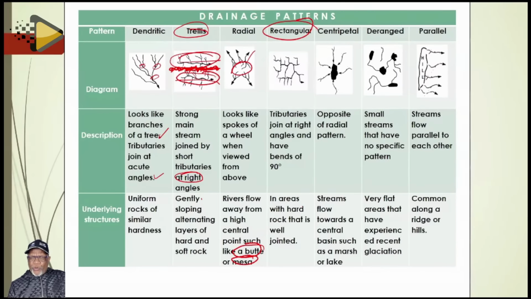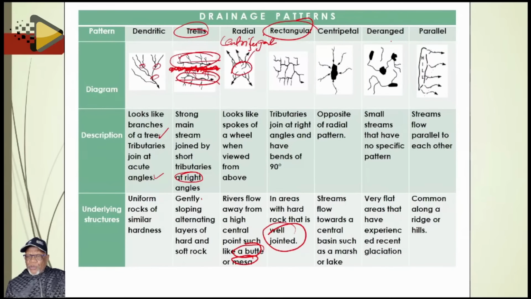Then where do we find them? We find these stream patterns where we have jointed igneous rocks. Then we have what you call centripetal. Centripetal is the opposite of centrifugal. Sometimes the radial is called centrifugal, meaning that the streams are radiating away. But with centripetal, the streams are flowing towards a low-lying area where the land has subsided.